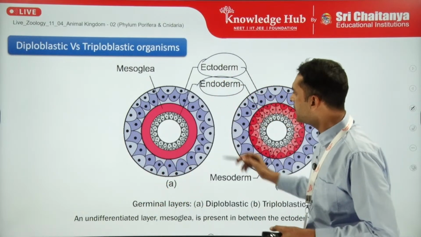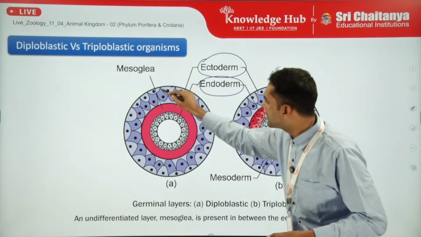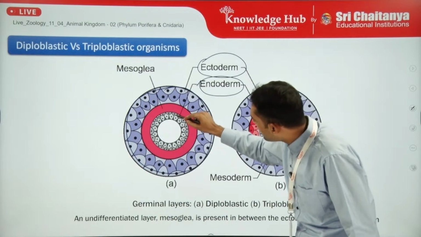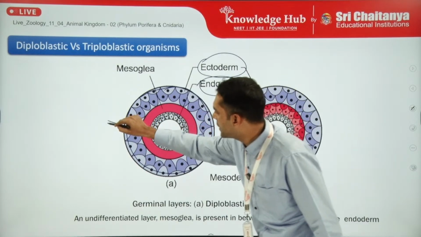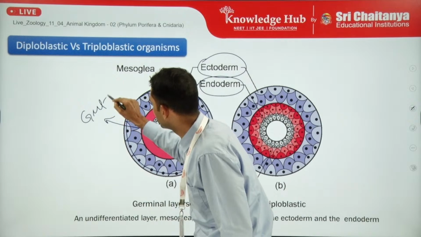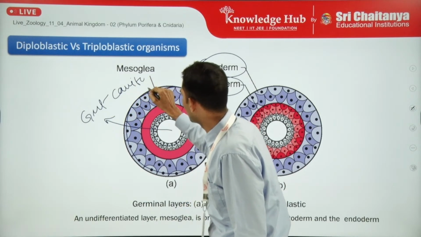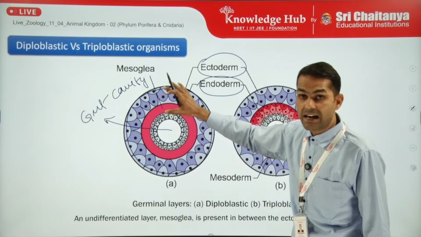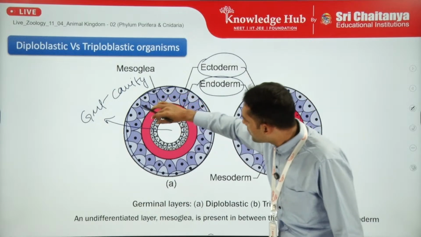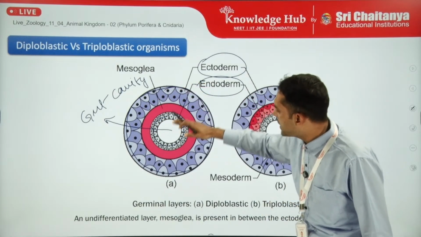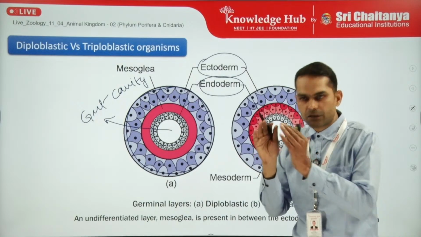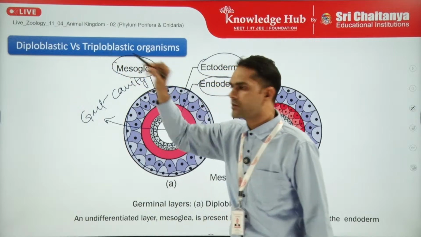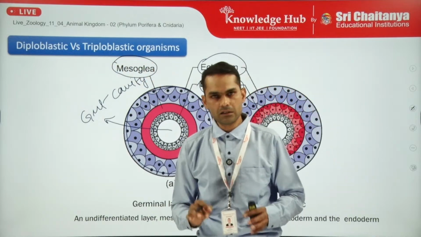So here we can see that in diploblastic particularly, this outer layer is the ectoderm, right? The inner layer is the endoderm. This is the gut cavity. Here also it will be the gut cavity, same. And in diploblastic, as mesoderm is not present, the space between the ectoderm and endoderm is filled by a gelatinous layer known as mesoglea. We must remember that mesoglea is a non-cellular layer.